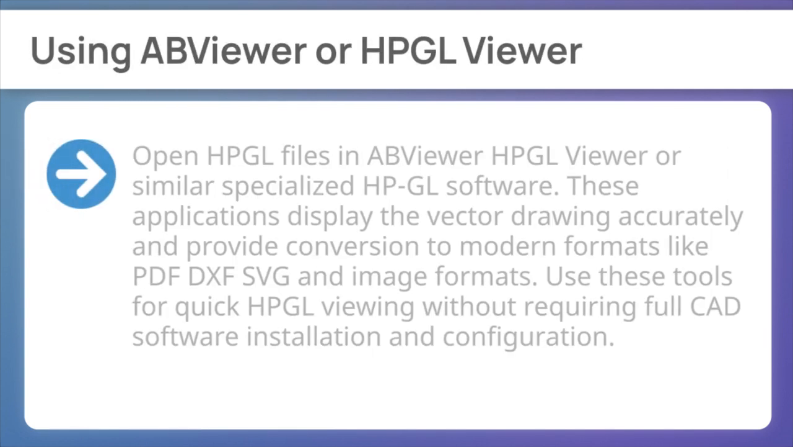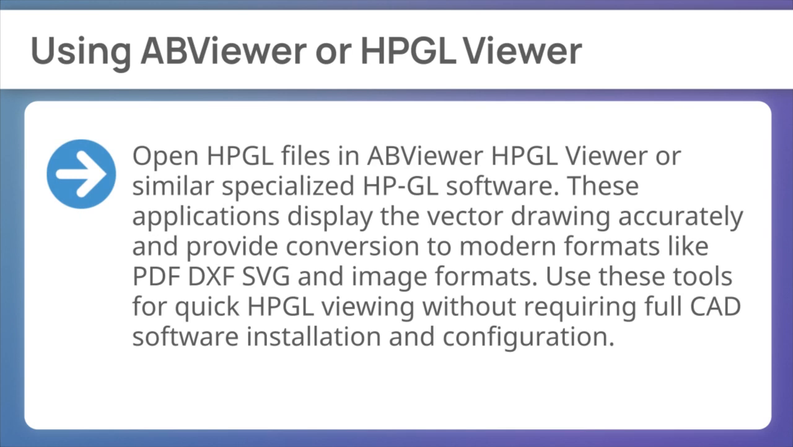Next, using ABViewer or HPGL Viewer. Open HPGL files in ABViewer HPGL Viewer or similar specialized HPGL software. These applications display the vector drawing accurately and provide conversion to modern formats like PDF, DXF, SVG, and image formats. Use these tools for quick HPGL viewing without requiring full CAD software installation and configuration.